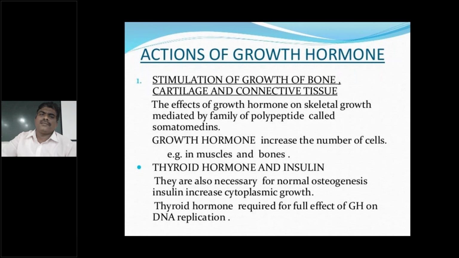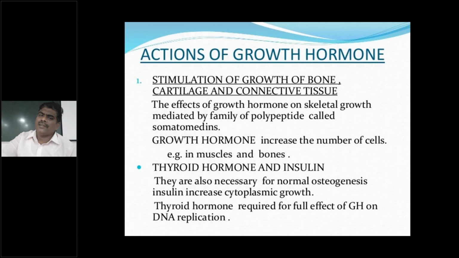And the role of growth hormone in bone. The effect of growth hormone on skeletal growth is mediated by the family of polypeptides called somatomedins. Growth hormone increases the number of cells in muscle and bones, and thyroid hormone and insulin are also necessary for normal osteogenesis. So insulin increases cytoplasmic growth. Thyroid hormone is required for the full effect of growth hormone on DNA replication.